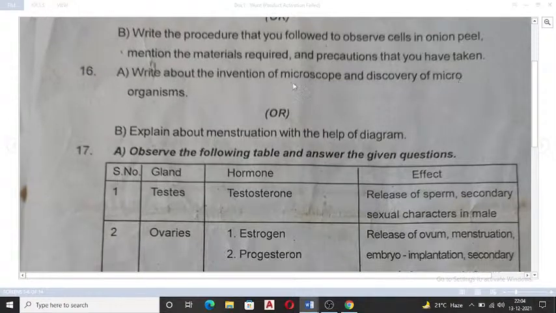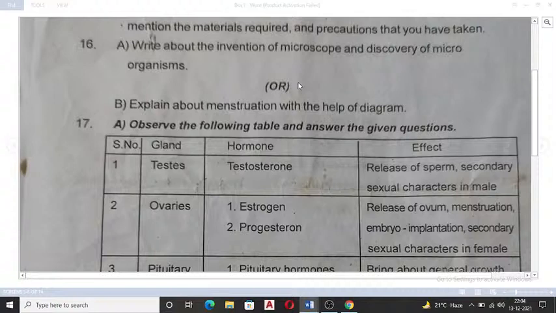Coming to the 16th one, write about the invention of the microscope and the discovery of microorganisms. You all can write, microscope invented by Anthony van Leeuwenhoek. He observed many things and how microorganisms got discovered. He discovered many bacteria, red blood cells, teeth scrapings, and many other things. So you can write a big report on it, right?